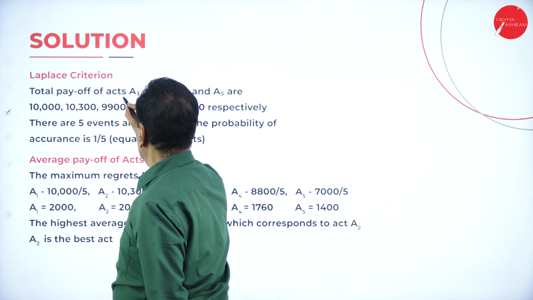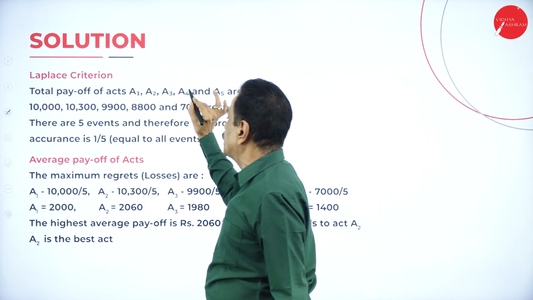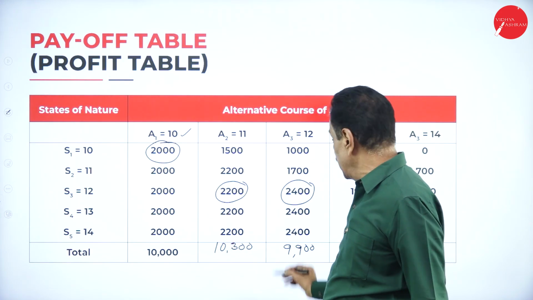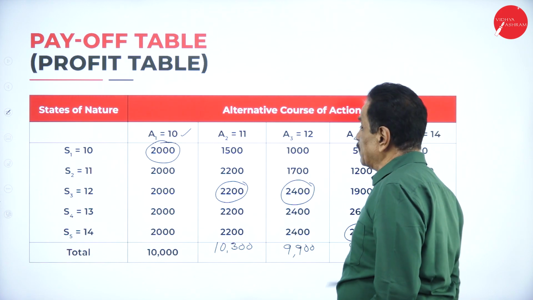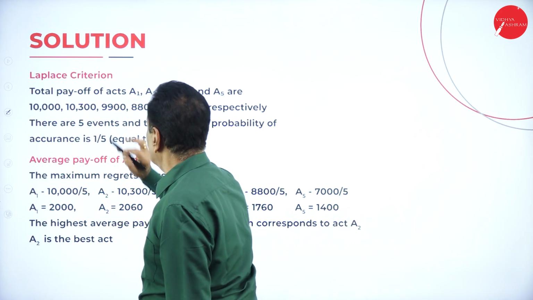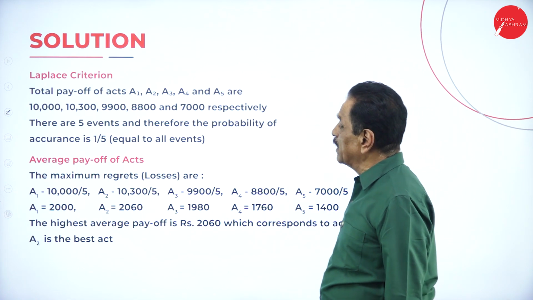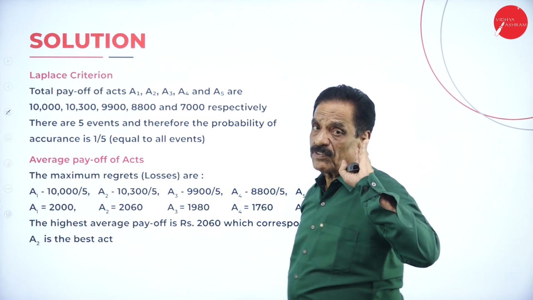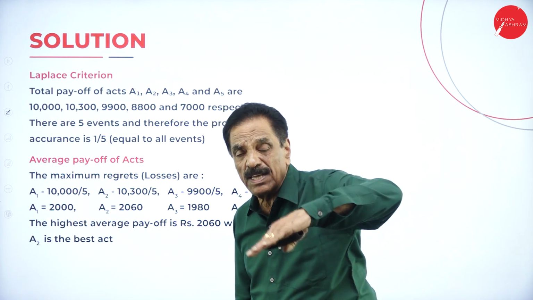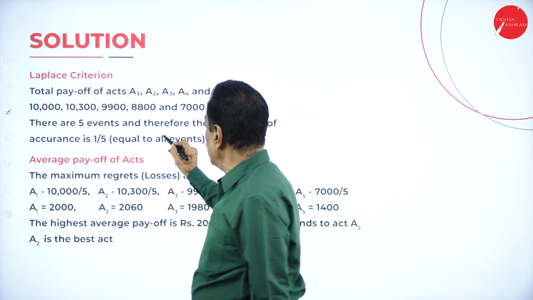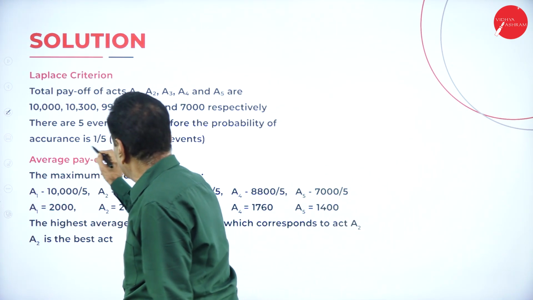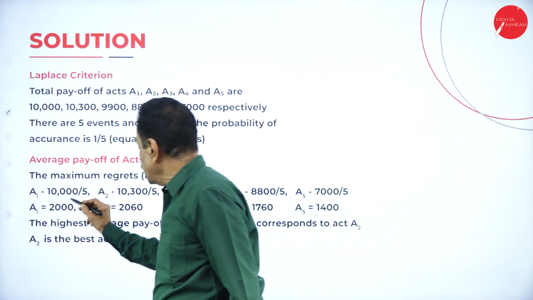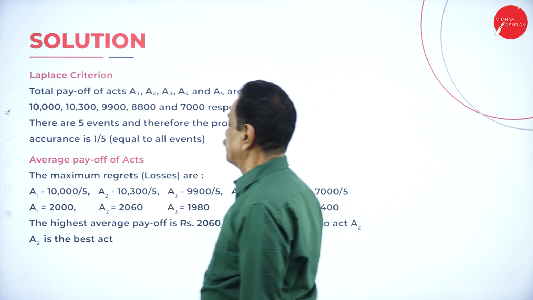Laplace total payoff of acts A1, A2, A3, A4, A5 are 10,000, 10,300, 9,900, 8,800 and 7,000 respectively. We have got 5 events: A1, A2, A3, A4, A5, and therefore the probability of occurrence is 1 over 5 for each event. So 10,000 divided by 5 is 2,000.